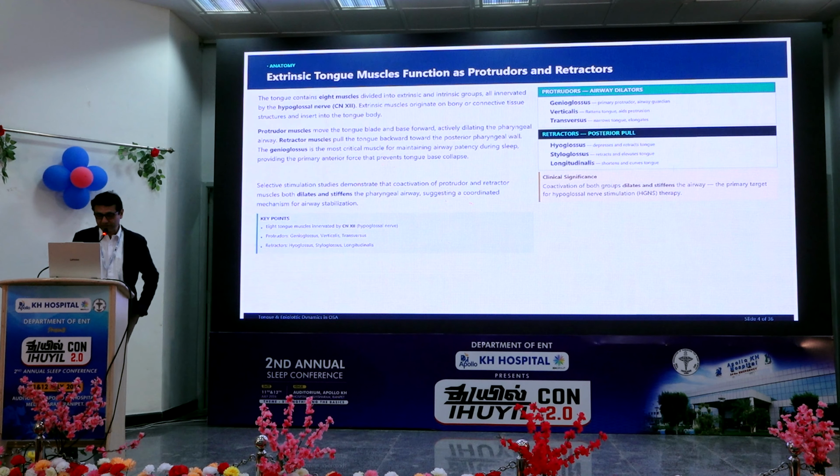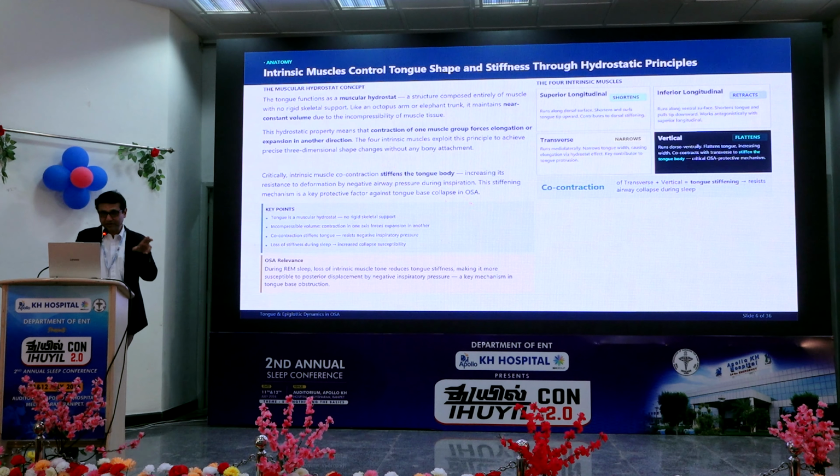What is the hydrostatic principle? It is a muscular hydrostat, a structure composed entirely of muscle with no rigid skeletal support, like an octopus or an elephant trunk. It maintains near constant volume due to the incompressibility of muscle tissue. Whenever you compress the muscle of the tongue, it won't compress, so it always maintains the volume. The hydrostatic property means contraction of one muscle group forces elongation or expansion in another direction. The four intrinsic muscles use this principle to achieve precise three-dimensional shape changes without any bony attachment.